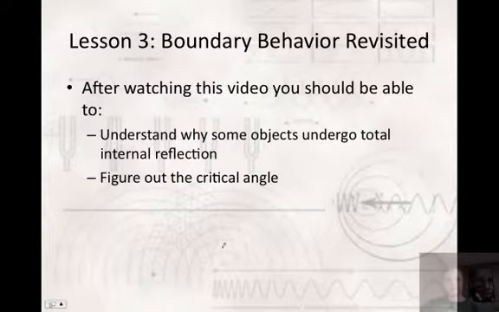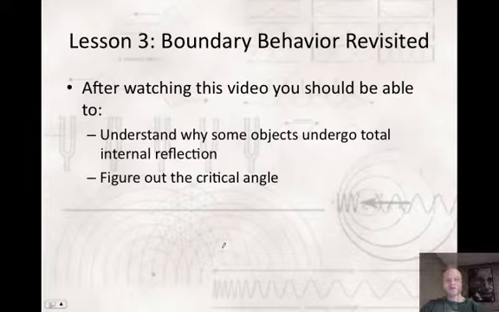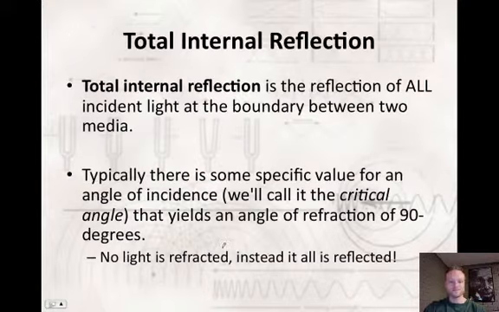In today's video, we're going to be talking about boundary behavior of light rays, and we're going to visit another topic that wasn't discussed in the previous lesson. After watching this video, you should be able to understand why some light rays undergo what's called total internal reflection, and be able to figure out this thing called a critical angle that would allow for total internal reflection to actually occur. Okay, so let's get right into it.